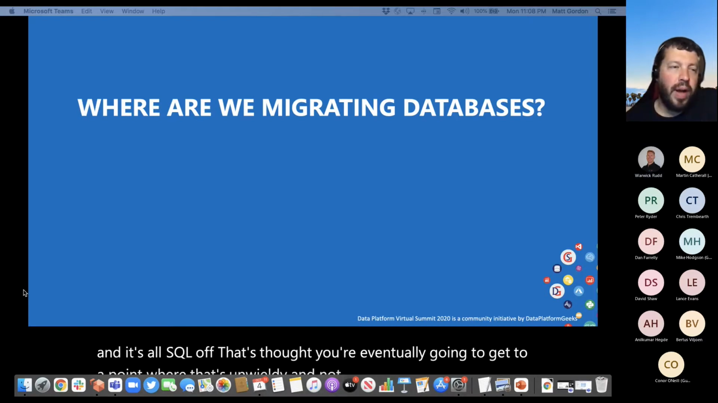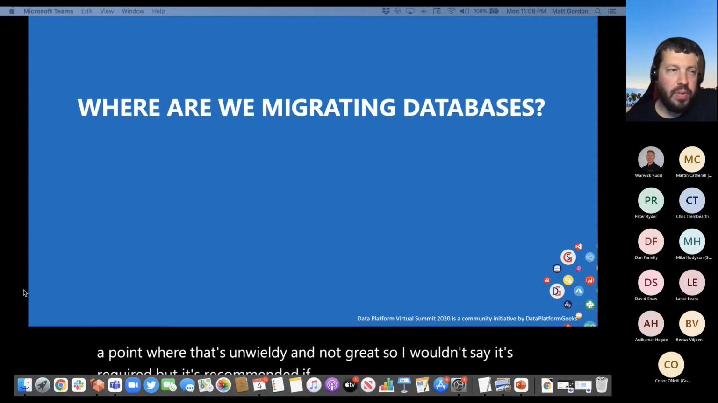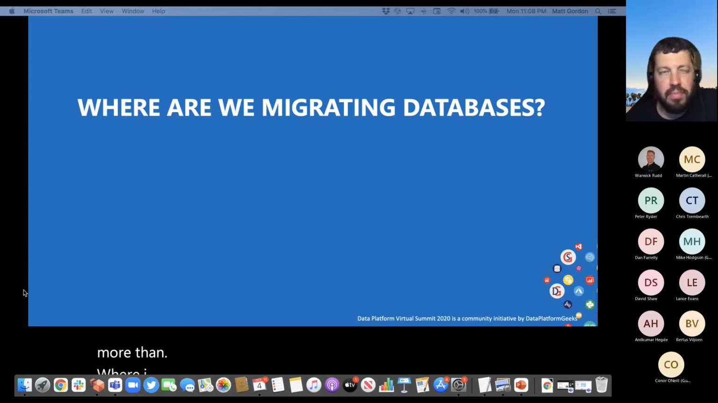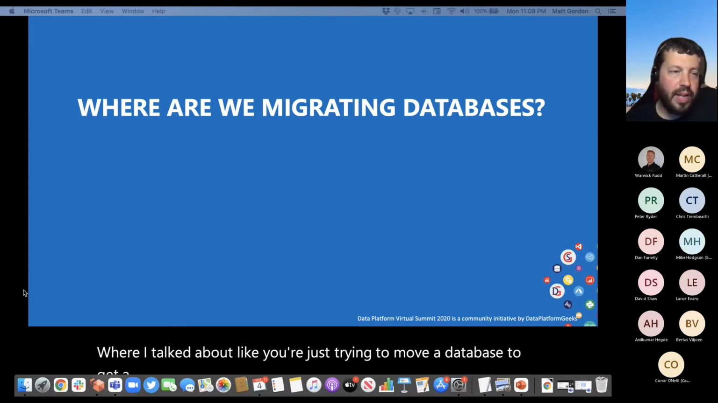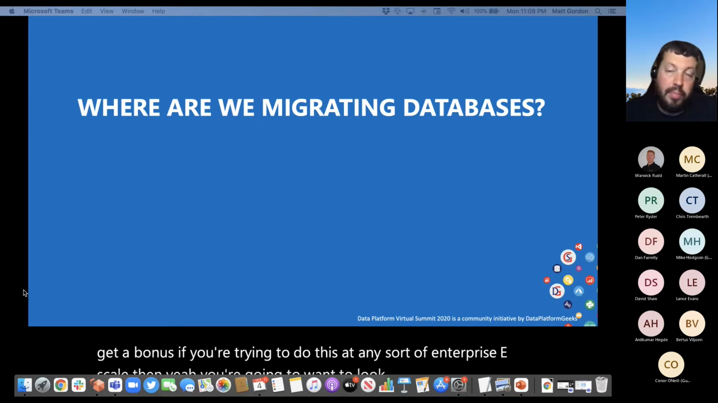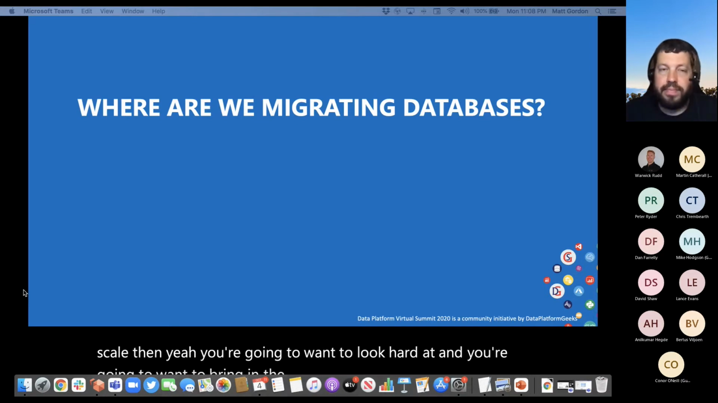So I wouldn't say it's required, but it's recommended if you're doing anything more than where I talked about, like you're just trying to move a database to get a bonus. If you're trying to do this at any sort of enterprisey scale, then yeah, you're going to want to look hard at that, and you're going to want to bring in the groups that do that.